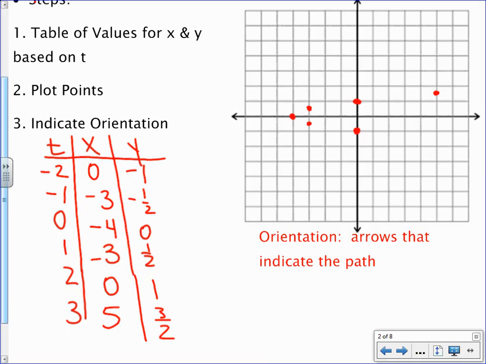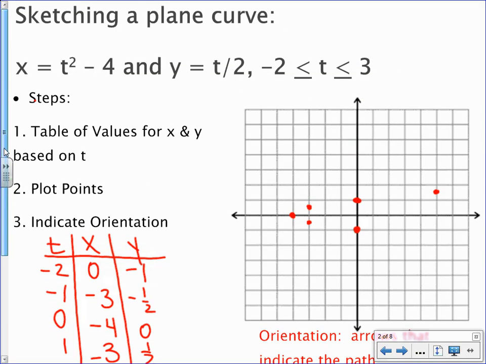Okay. Now, we need to connect the dots and indicate orientation. Now, this is the coordinate when t was -2. And then this is the coordinate t is -1, 0, 1, 2, 3. Okay? So since we trace our coordinates in order by their t value, that would be our orientation. Okay? We started here and we ended here. So our arrows need to indicate that.